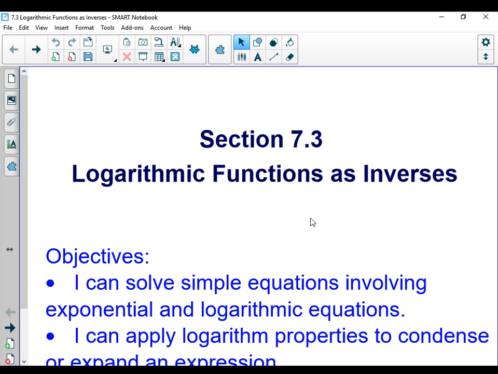Okay, here we go. 7-3, logarithmic functions as inverses. You might give me a weird face at the beginning when we start this, but then at the end you'll be like, oh, that's why she's doing that, and that makes sense, okay? So we learned about inverses in the last chapter. So exponential functions are inverses of logarithmic functions. Same way, okay? Logarithmic functions are inverses of exponential functions.